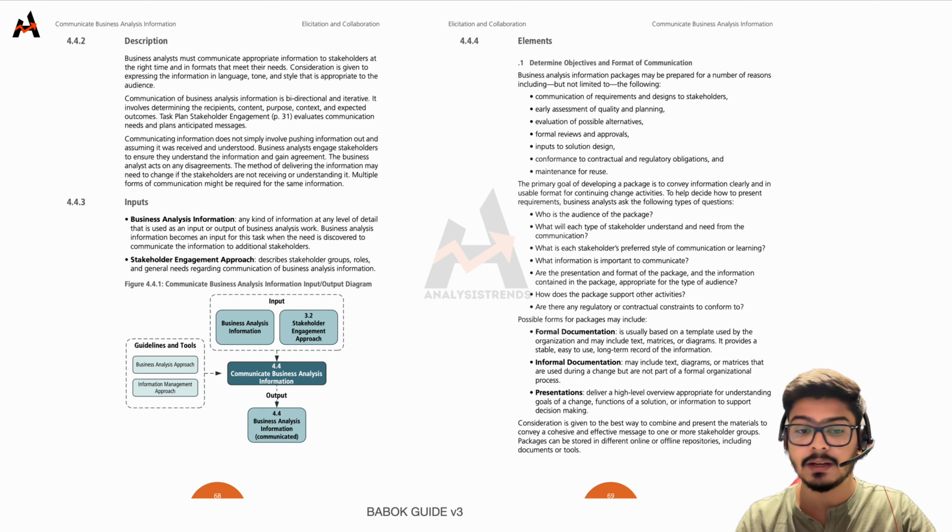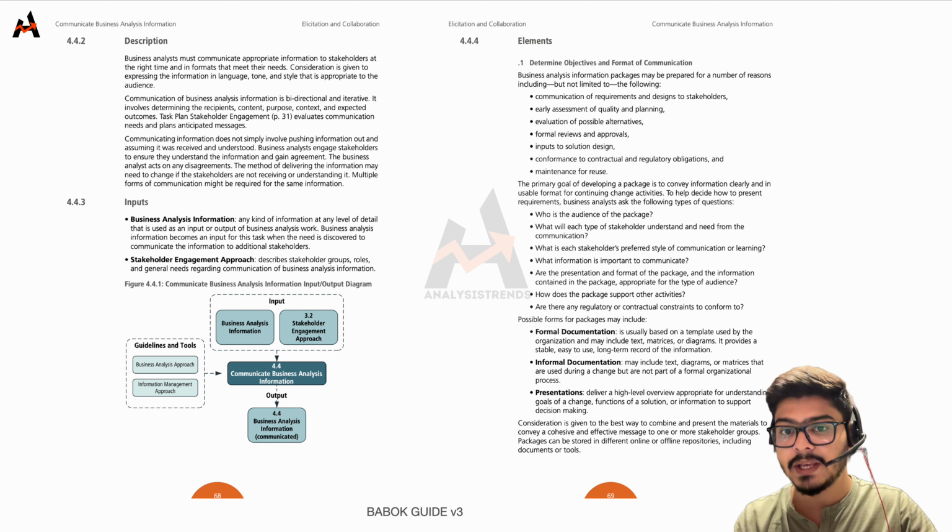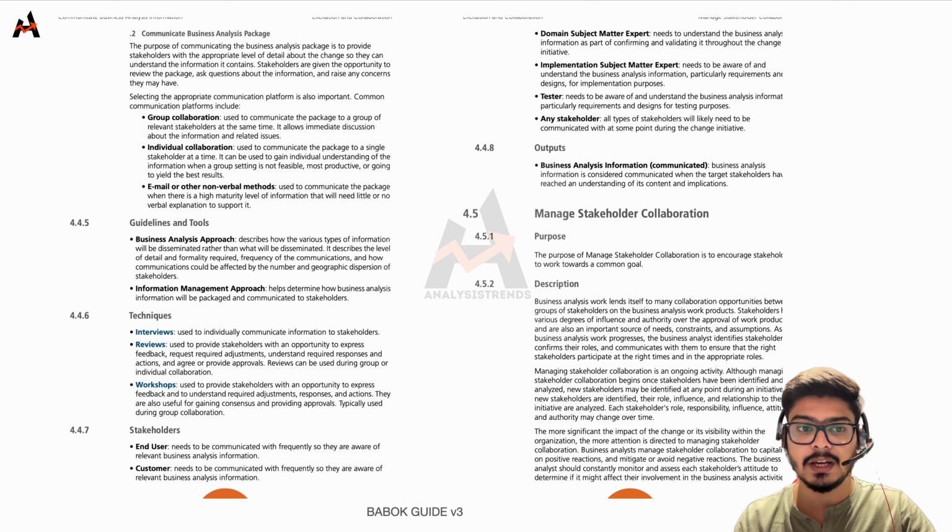Now, how do you do that? Using elements. There are two main elements in this: objectives and format of communication as one element, and then the communicate business analysis package as another element. Let's understand that using a mind map diagram.